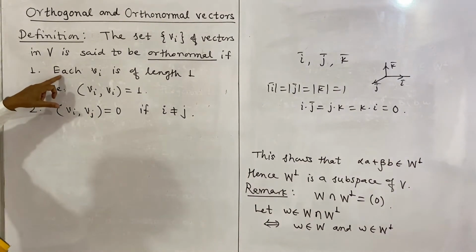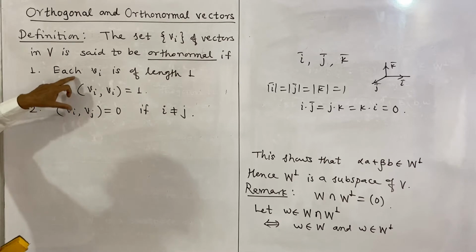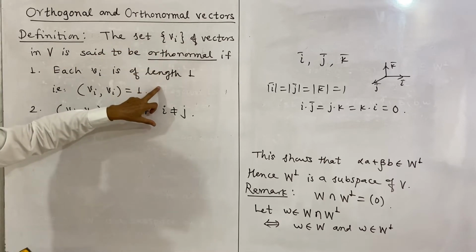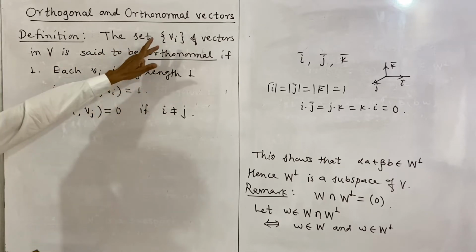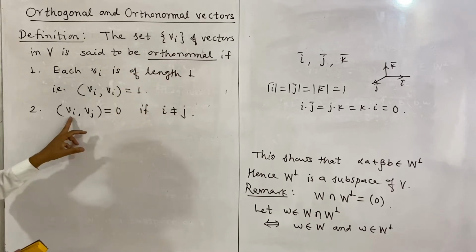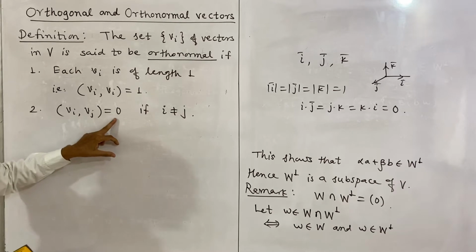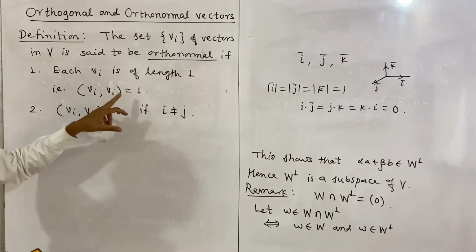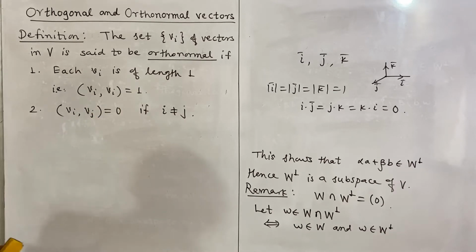So thus there are two conditions. First, each vector in the set must be of length 1, and second, they are pairwise orthogonal. That means vi and vj: if i is not equal to j, then the inner product is 0, and if i is equal to j, then it is 1. So these are the two conditions.